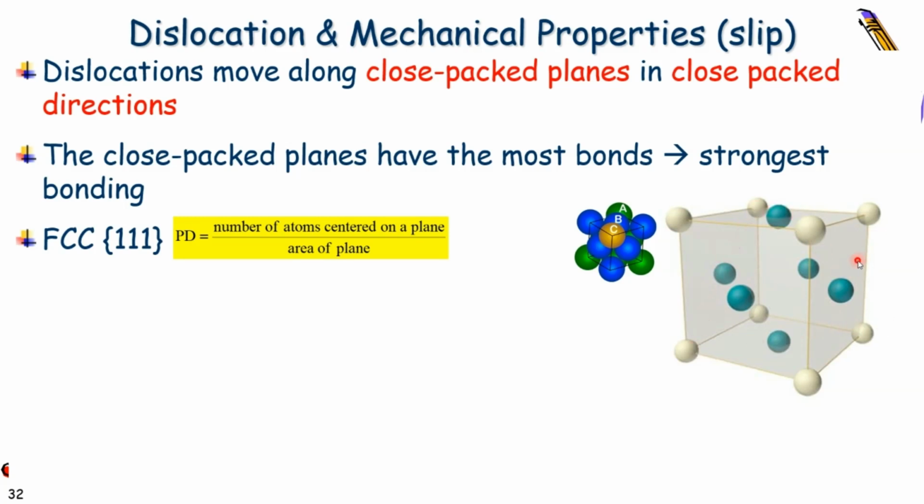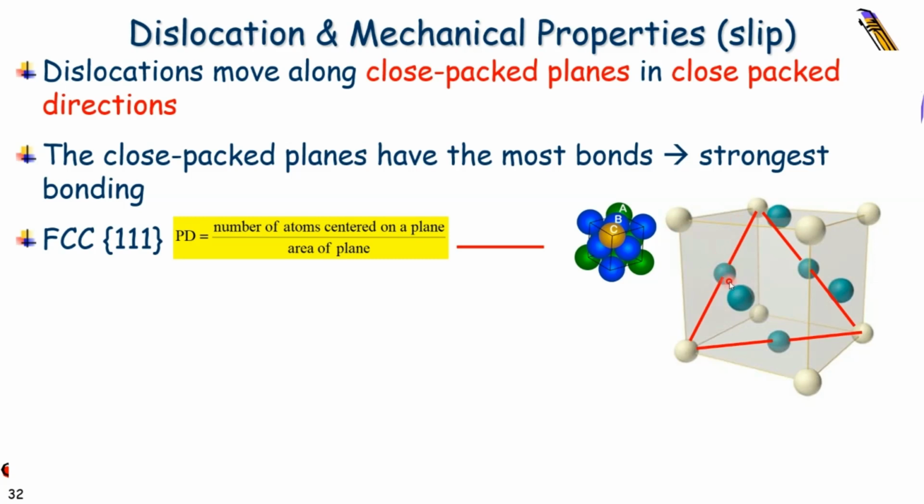111. And how many bonds here? This represents bonding: 1, 2, 3, 4, 5, 6. There are 6 bonds. So this is the most bonds, and that means that this plane is very strong. So the strongest bonding is not easy to move. It's not easy to break the bonds.